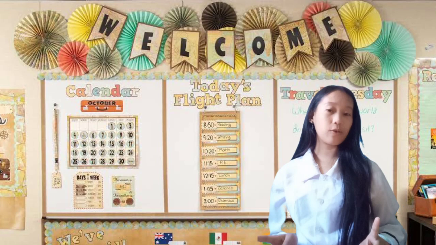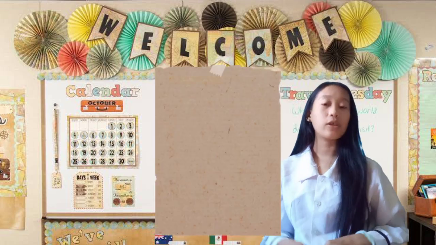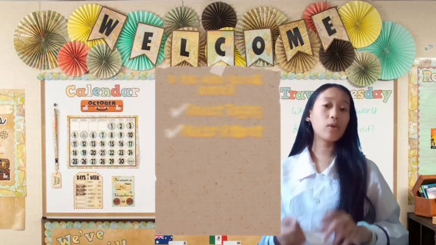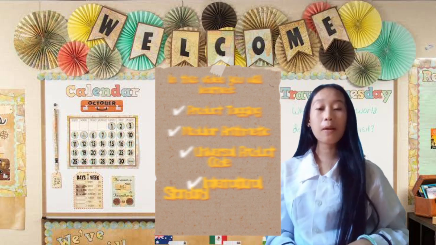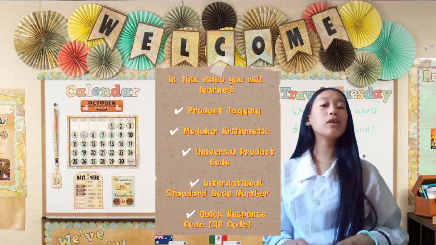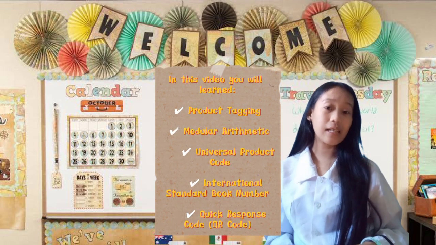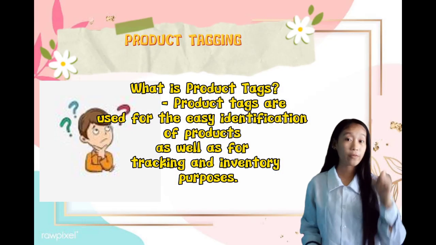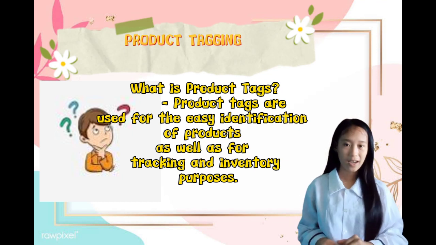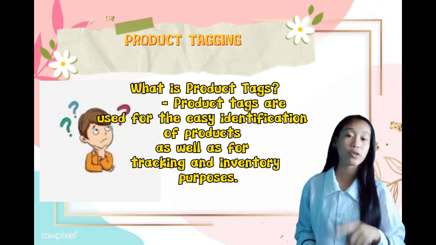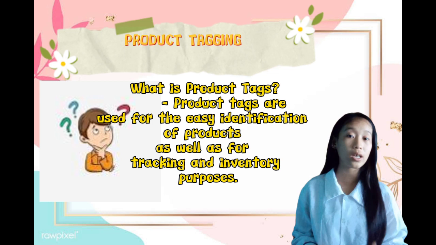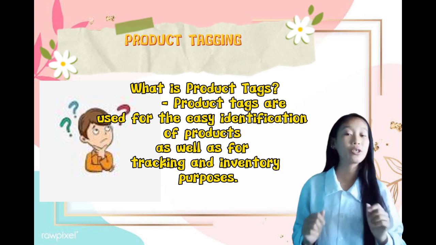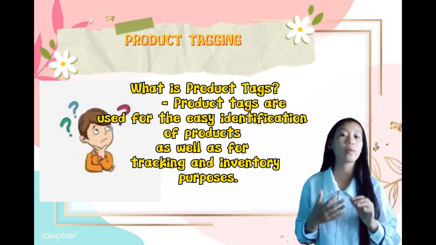In this video, we're going to learn about product tagging, modular arithmetic, universal product code, international standard book number, and lastly, quick response code. So first, what are product tags? Product tags are used for the easy identification of products as well as used for tracking and inventory purposes.